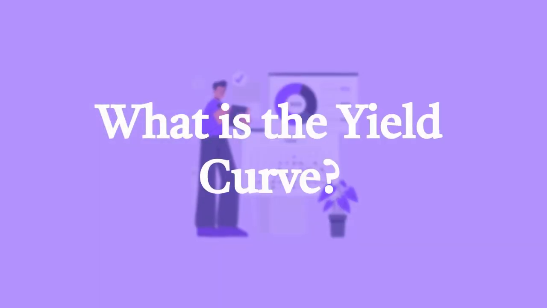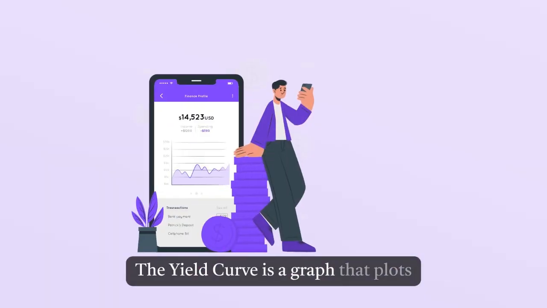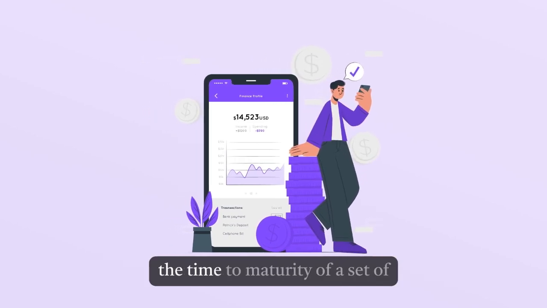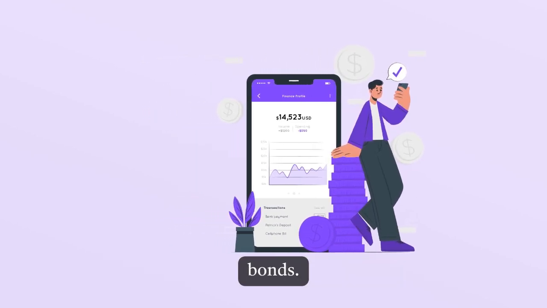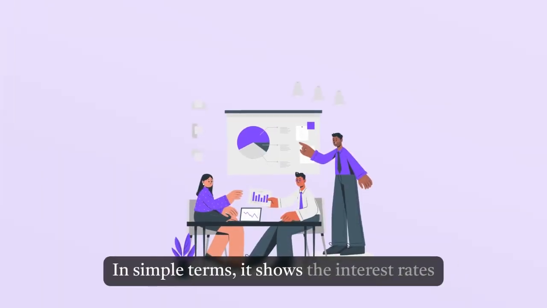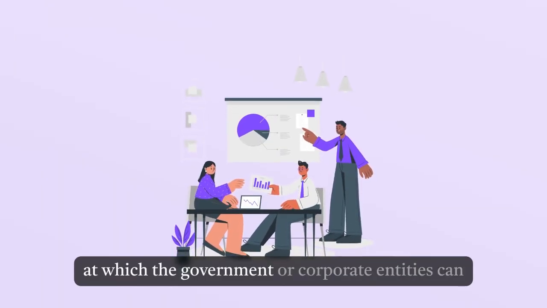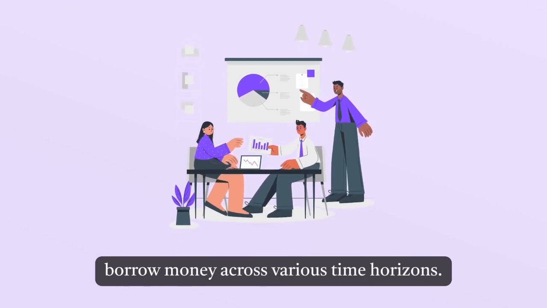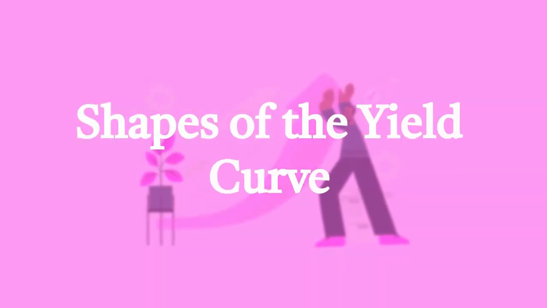What is the yield curve? The yield curve is a graph that plots the relationship between the interest rates, yields, and the time to maturity of a set of bonds. In simple terms, it shows the interest rates at which the government or corporate entities can borrow money across various time horizons.